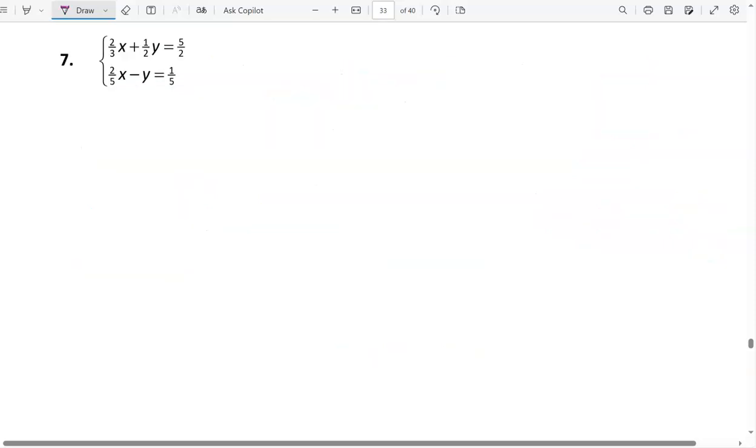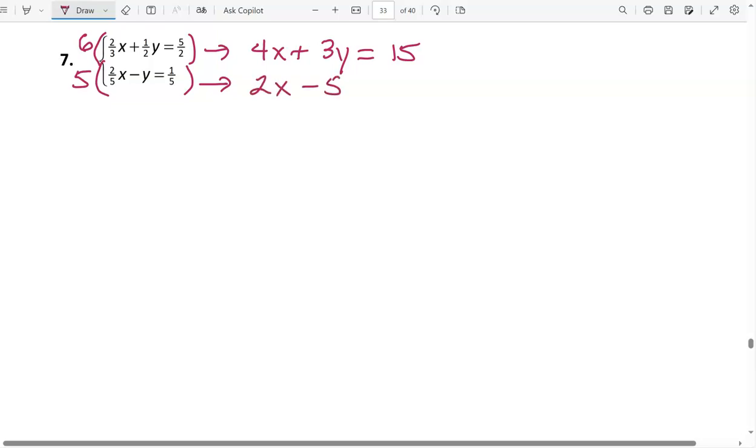For number 7, I think I want to address the fractions first. It will probably be easier for us if we just clear fractions from both equations. The first equation has a least common denominator of 6. Multiplying through by 6, we get 4x plus 3y is equal to 15. And then multiplying the second equation through by the least common denominator of 5 gives us 2x minus 5 times y is equal to 1.